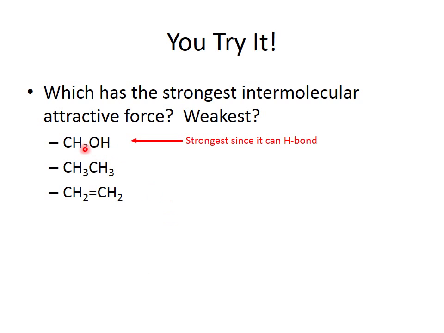Okay, this molecule right here has an oxygen-hydrogen bond. So because it can hydrogen bond, its attractive force is the greatest. These 3 molecules all have about the same mass, and so their dispersion forces are all going to be the same. But the mass of this one is slightly more than this one. So we can say that this molecule right here has the weakest intermolecular attractive force.